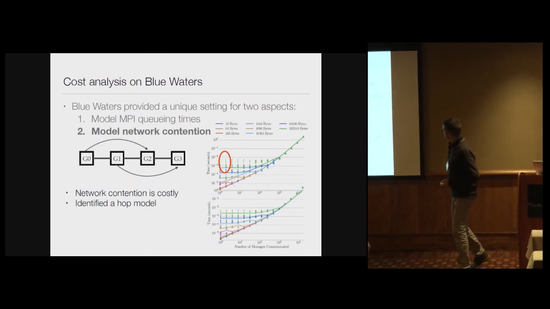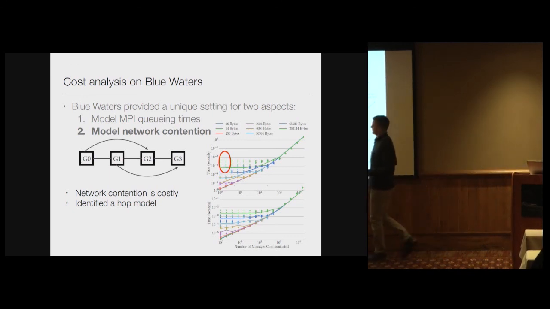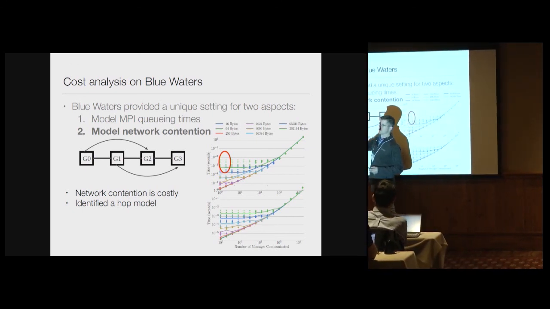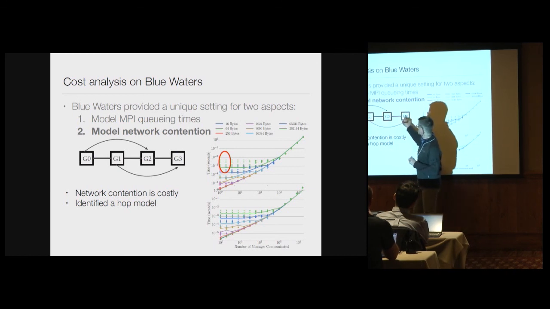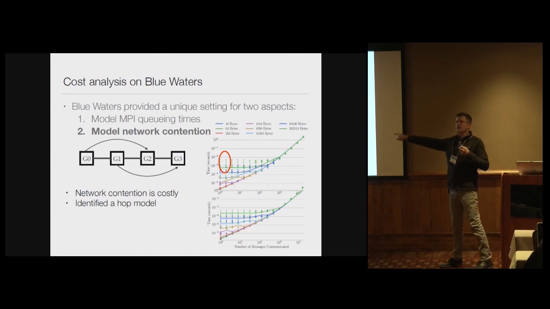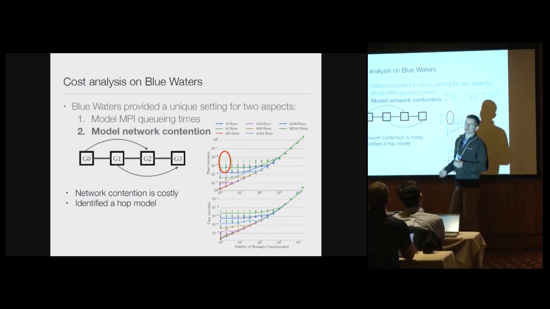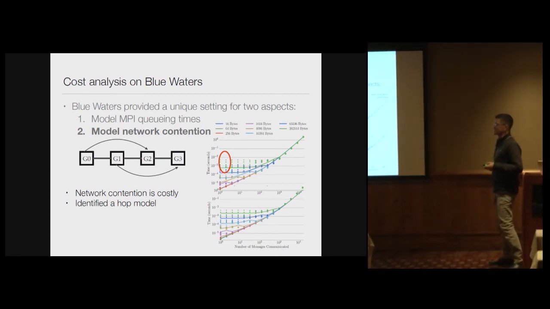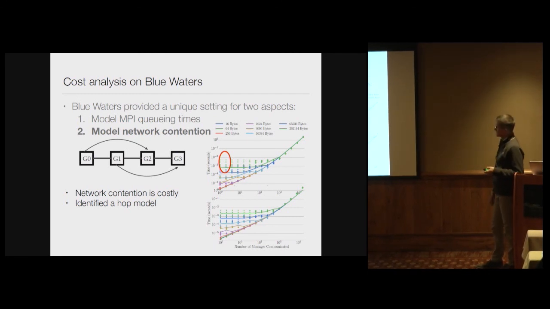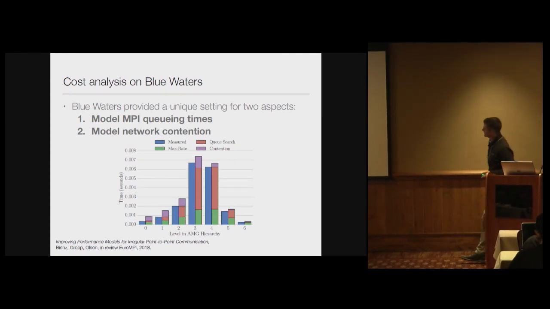In addition, there's also an issue with network contention. One of the things that we were able to do on Blue Waters that we haven't been able to do on other machines is set up a modeling test where we line up a bunch of nodes on the network. We do a ping pong across all of those nodes and measure how much contention we're getting in that single run. And that's been a unique element of running stuff on Blue Waters, and it's identified a hop model for gauging network contention. Here's the total modeling time.